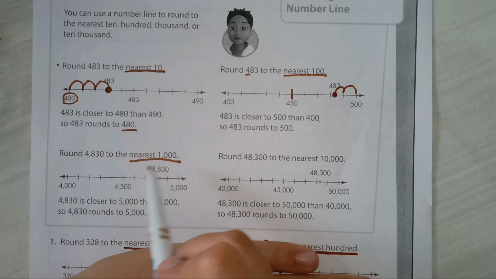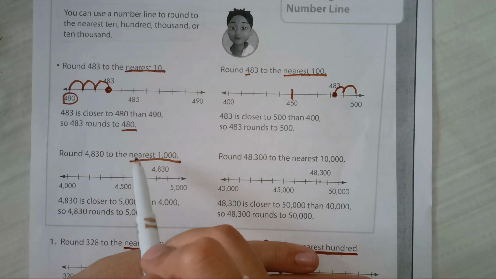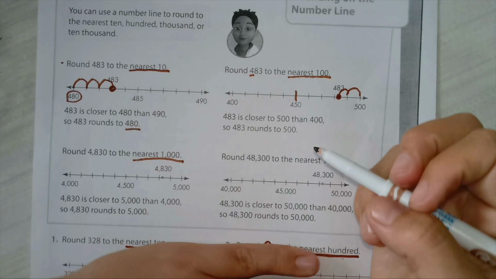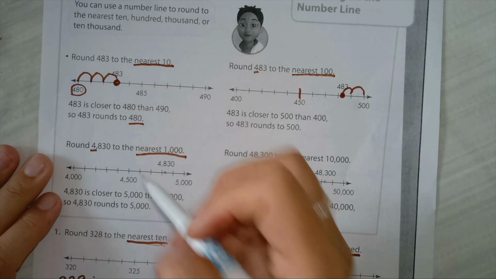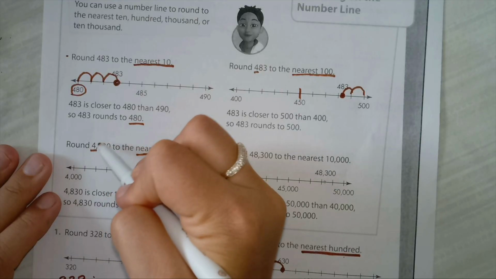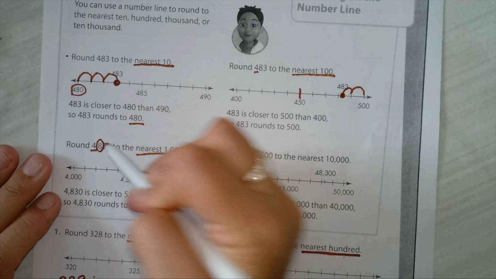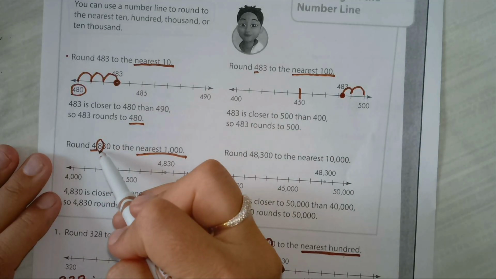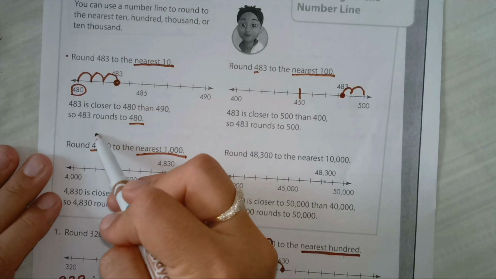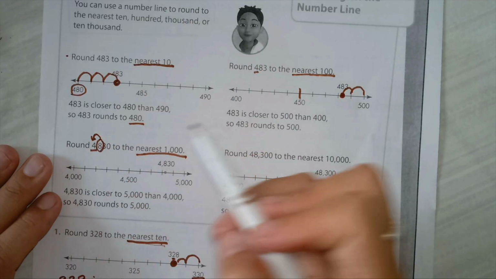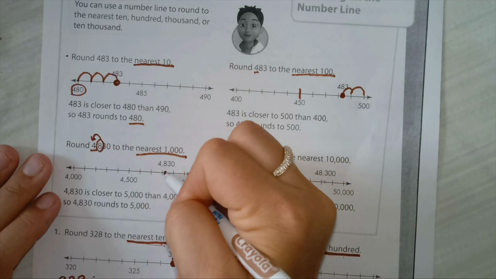All right, well, we're talking about the thousands place because it says nearest 1,000. I know that this 4 is in the thousands place. So to round this score, I must look before. And that's a 5 or more because it's 8. So I know that he's going to have to help him round up. Well, let's check.